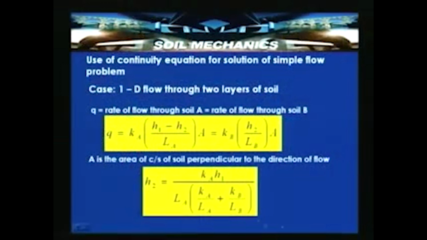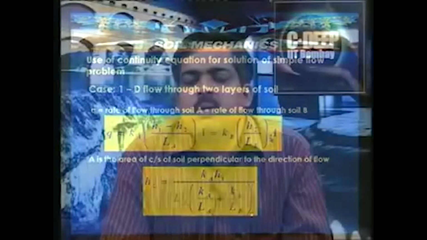So, Q is equal to Ka into (H1 minus H2) by LA into A, which is equal to Kb into H2 by LB into A. Because at point 2 the head available is H2, and at point 1 the head available is H1. So, H1 minus H2 is the total loss occurring between point 1 and 2. The hydraulic gradient in this case is (H1 minus H2) by LA, and Ka is the coefficient of permeability for soil A in the x direction, and A is the area of cross section.